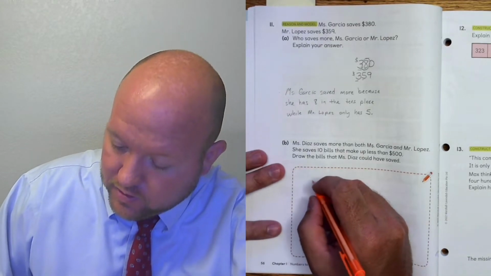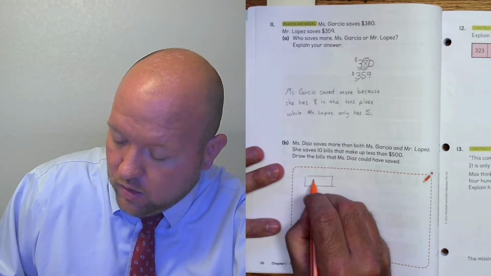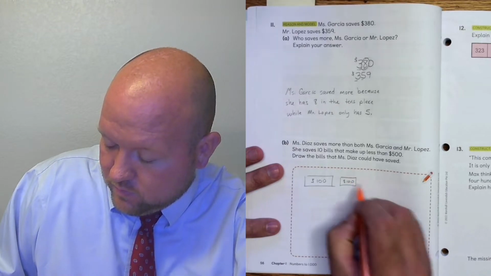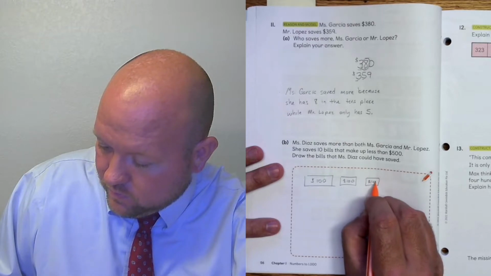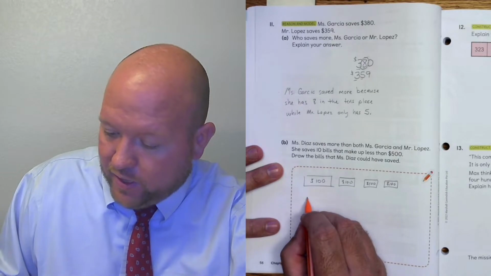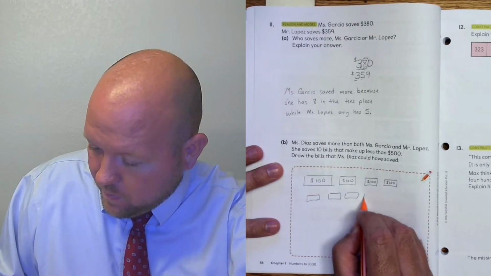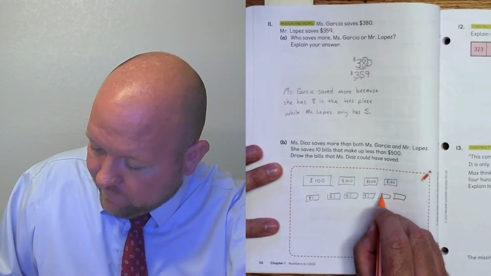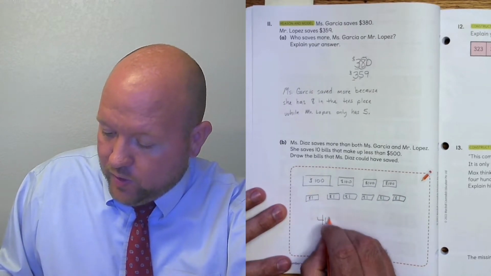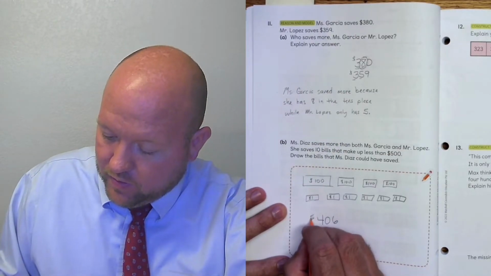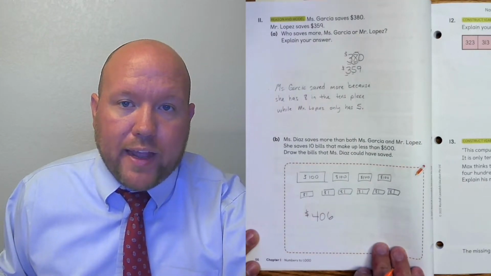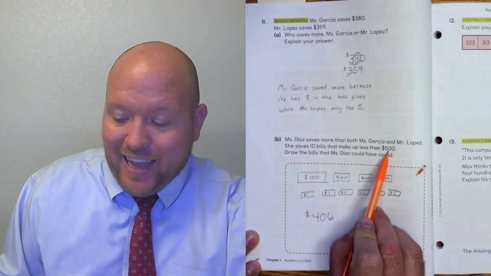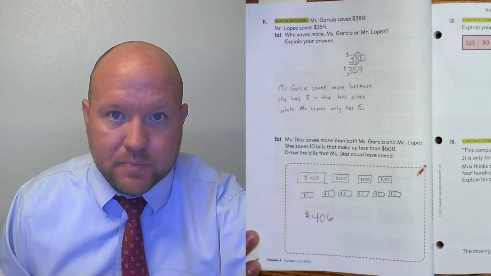But one of the ways that she could do it is she could save four $100 bills. And then she could save six $1 bills. And that would equal a total of $406, which is more than what they saved. Now, this answer right here has multiple right answers. So, assuming you probably didn't get the same thing as me, have an adult check it. The only thing it has to be is more than 380, less than 500, and it has to have 10 bills. Okay, so have an adult check that one.